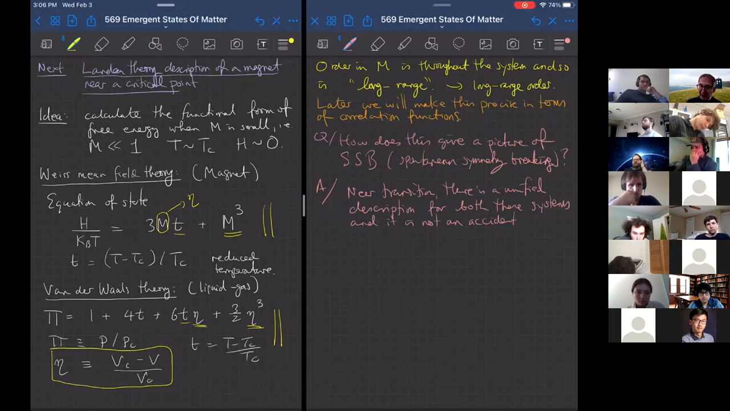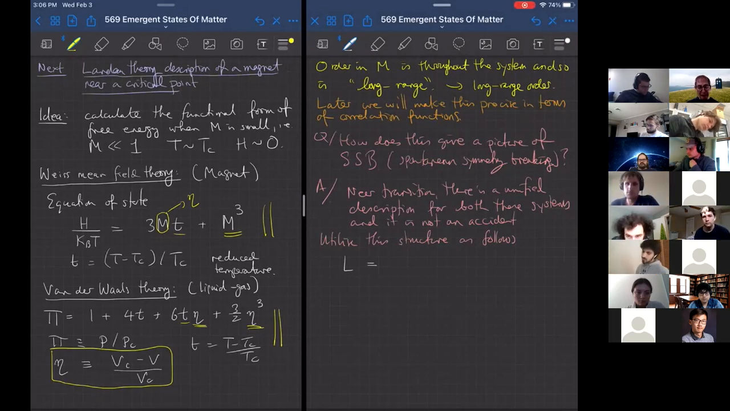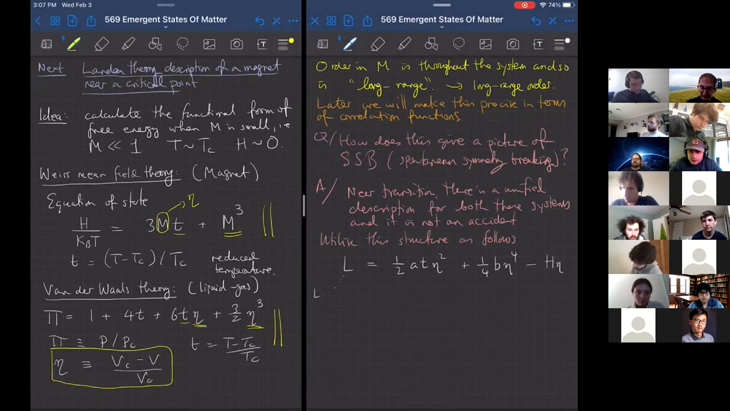So the first thing we're going to do is utilize this structure. So the way I'm going to start off is I'm just going to write down the free energy, and I'm going to call it L rather than Gibbs free energy or something like that, because as you're going to see, it's not really a free energy at all. So I'm going to call it L because this thing is going to be the Landau free energy. And this is later going to be a Landau free energy density.